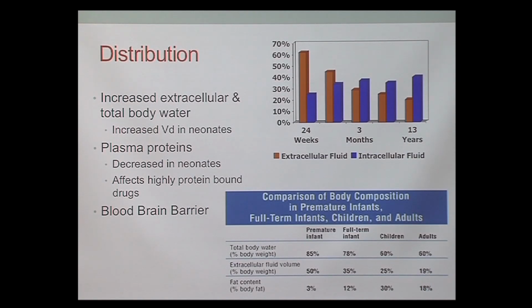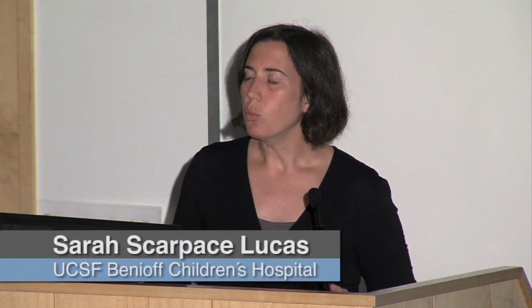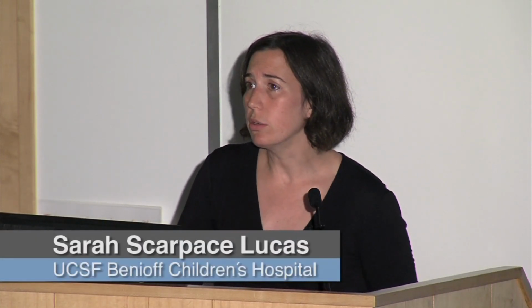When we look next at distribution, neonates tend to have an increased extracellular and total body water. As you can see from this graph, the neonate who's 24 weeks has approximately 60% extracellular water. This decreases down to about 40% by birth, then 25% by 3 months, and then continues to move down to adult values of 10 to 15% by teenage years. Why that really matters is that water-soluble drugs distribute into the extracellular space. So if we give water-soluble drugs to a neonatal patient or even an infant, they're going to distribute a lot more than in an older patient.